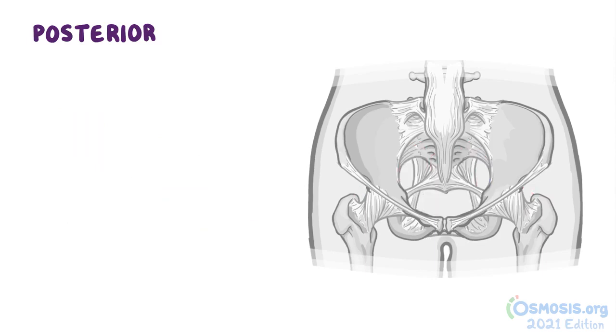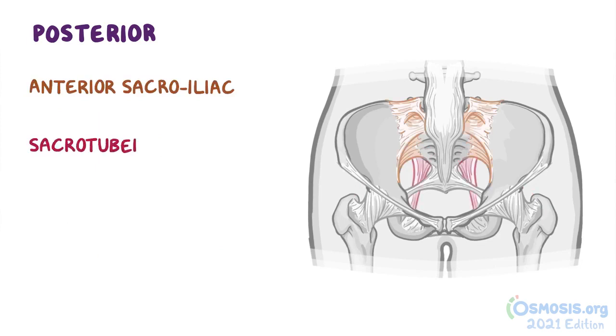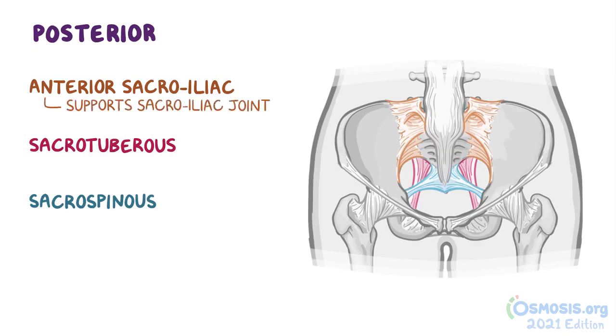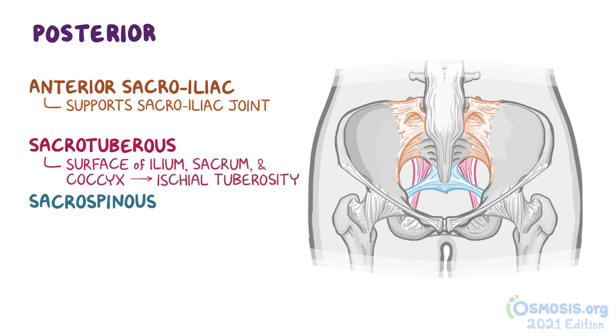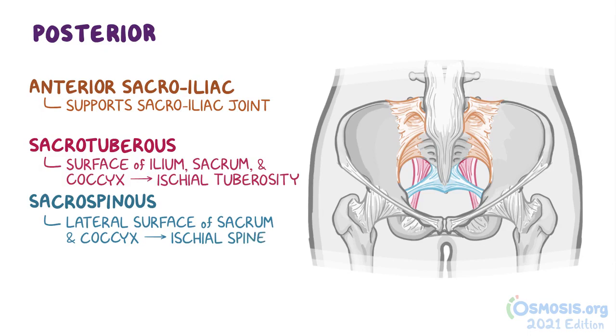The ligaments that form the posterior wall are the anterior-sacroiliac, sacrotuberous, and sacrospinous ligaments. The anterior sacroiliac ligament is one of the ligaments that supports the sacroiliac joints anteriorly. The sacrotuberous ligament passes from the posterior surface of the ilium and the lateral surfaces of the sacrum and coccyx to the ischial tuberosity. Finally, the sacrospinous ligament passes from the lateral surface of the sacrum and the coccyx to the ischial spine.